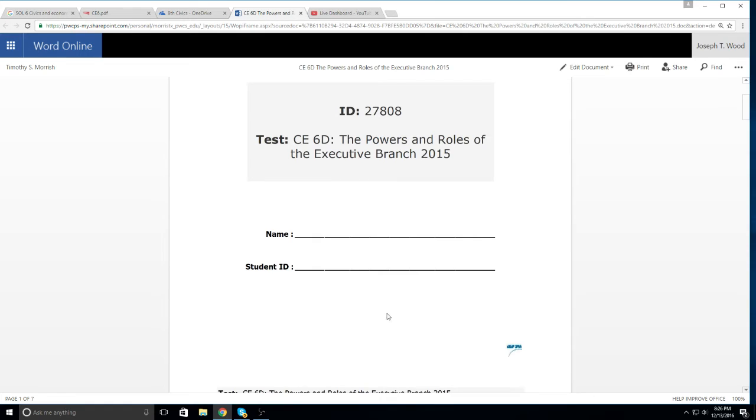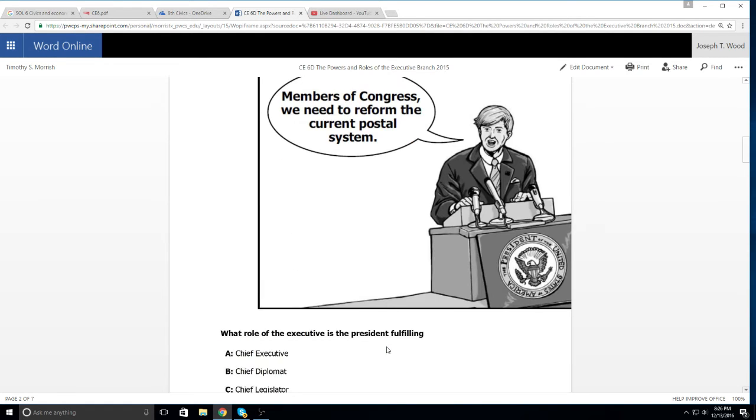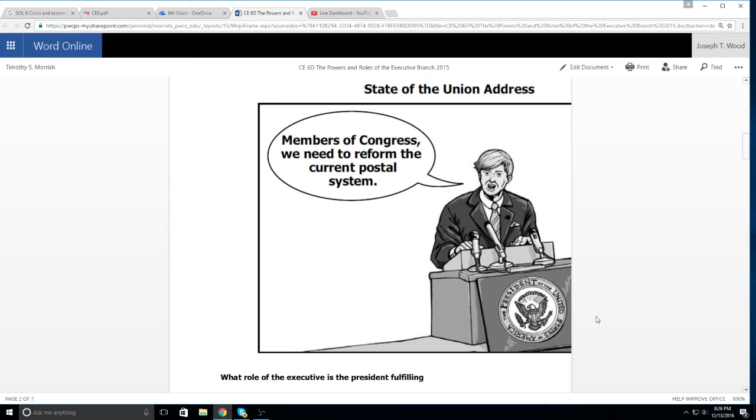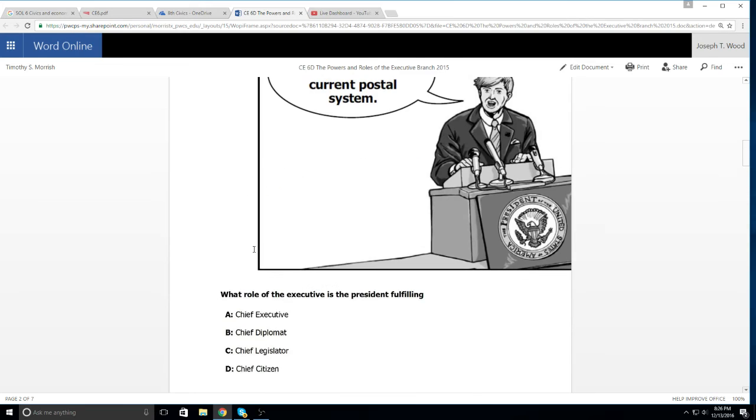We're going to do executive now. So this one I'm going to have to scroll down. We have a gentleman, the President of the United States. Remember, when you see a picture, especially for civics, everything's in there usually for a reason. So they're making sure that you know that this is a president. It says president right there on the picture. They're making you know that just as in any speech, it's the State of the Union address. Then they tell you, members of Congress, we need to reform the current postal system. He is talking to Congress. So what role is he fulfilling when doing this?